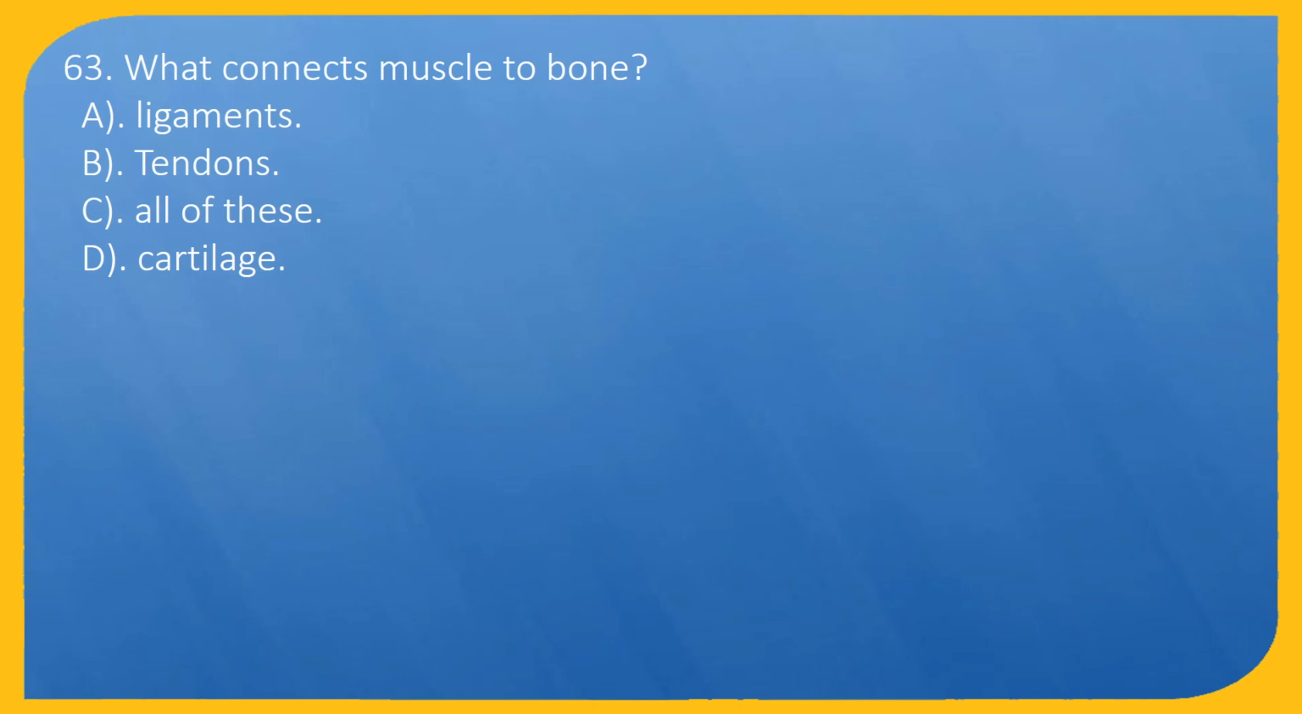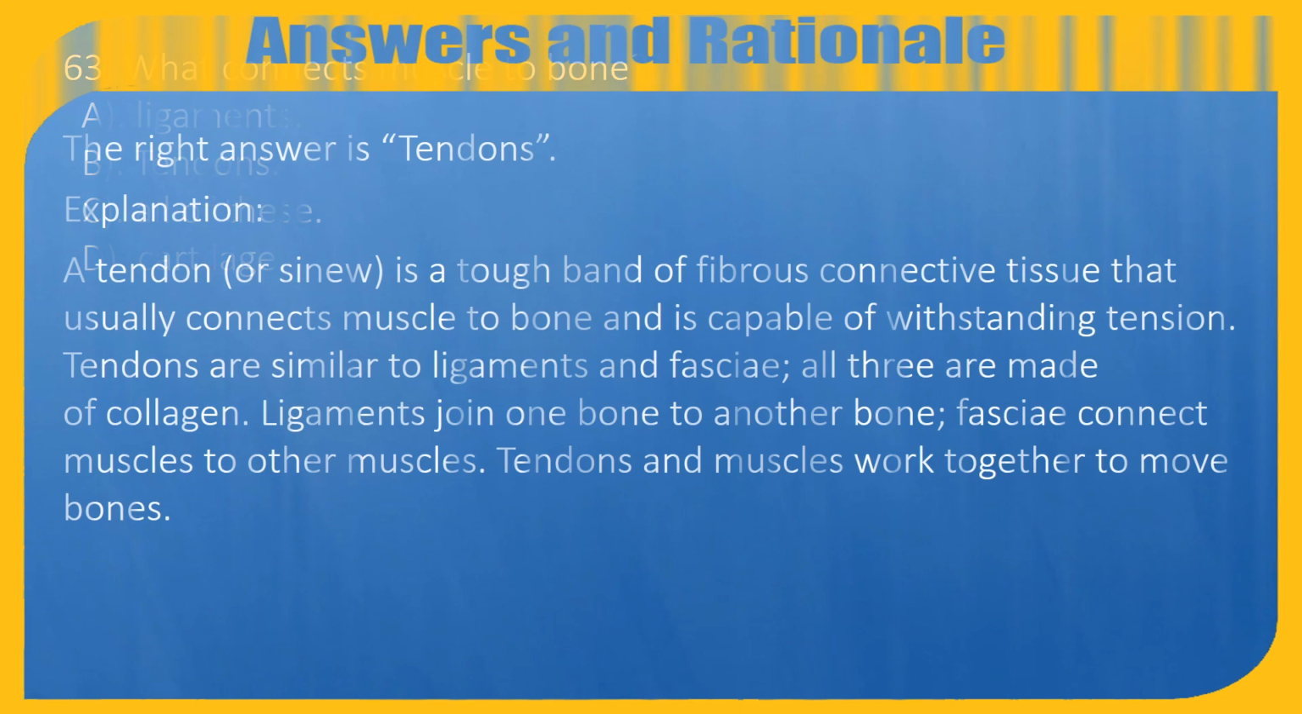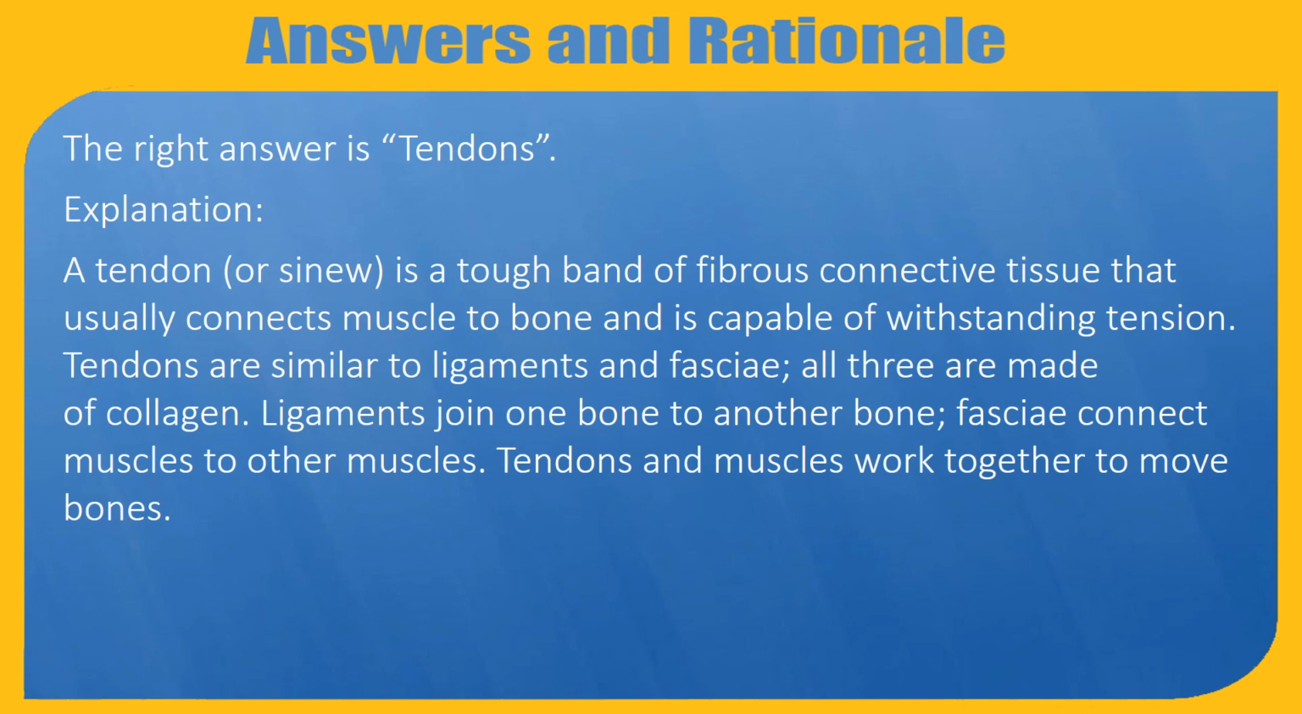Question 63. What connects muscle to bone? A. Ligaments. B. Tendons. C. All of these. D. Cartilage. The right answer is tendons. Explanation: a tendon, or sinew, is a tough band of fibrous connective tissue that usually connects muscle to bone and is capable of withstanding tension. Tendons are similar to ligaments and fasciae. All three are made of collagen. Ligaments join one bone to another bone, fasciae connect muscles to other muscles. Tendons and muscles work together to move bones.